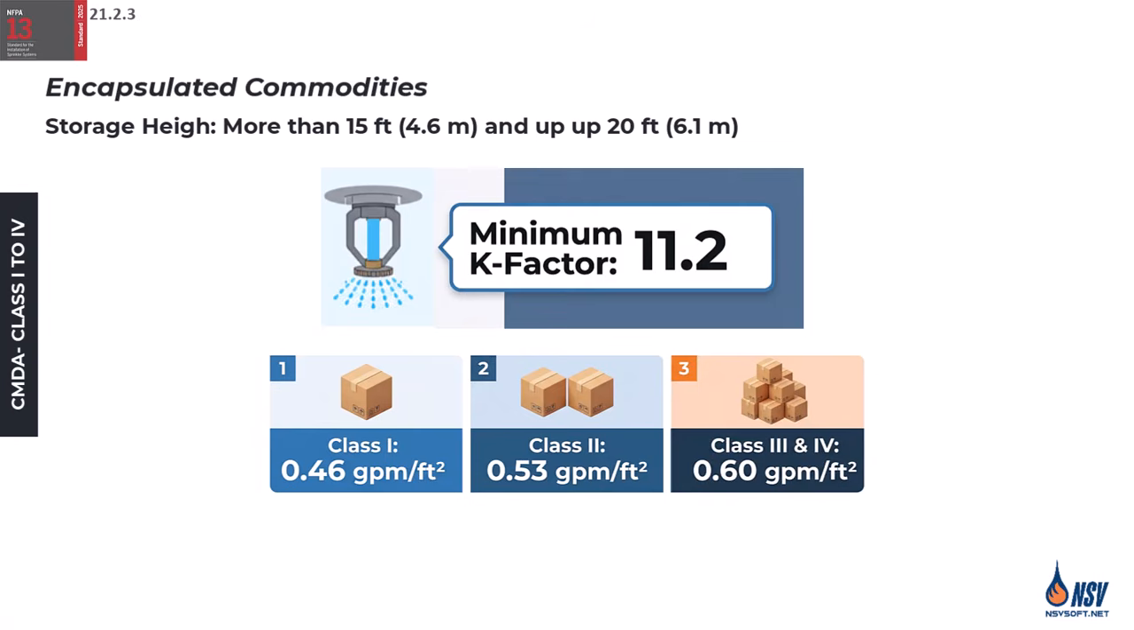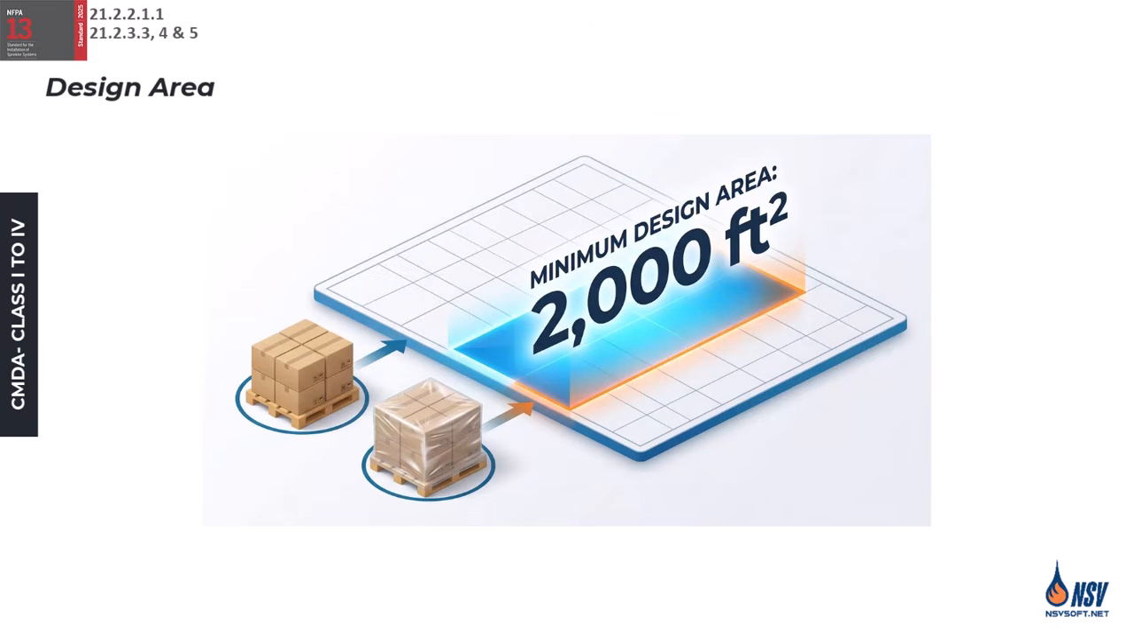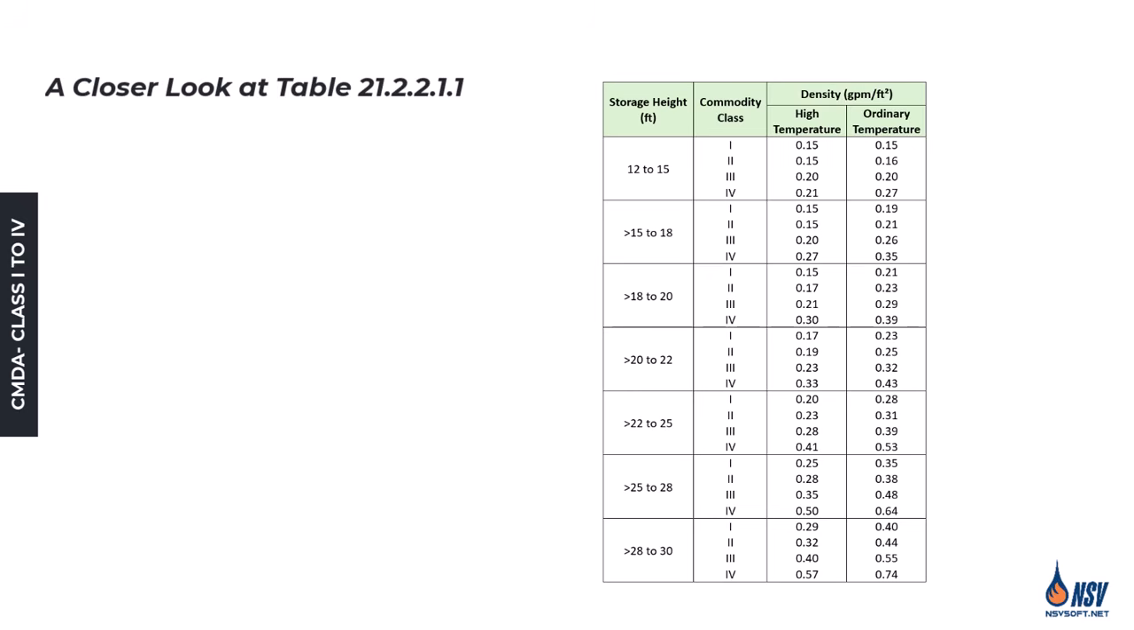If our encapsulated storage exceeds 20 feet in height, we are strictly prohibited from using these CMDA rules. Additionally, we must note that across all of these conditions, regardless of encapsulation, our minimum design area is always 2,000 square feet. Before we leave this section, we must highlight a few interesting details regarding the table.